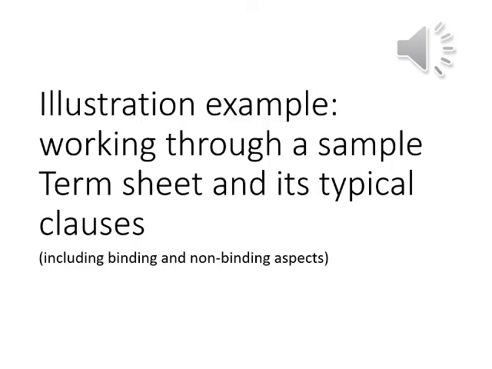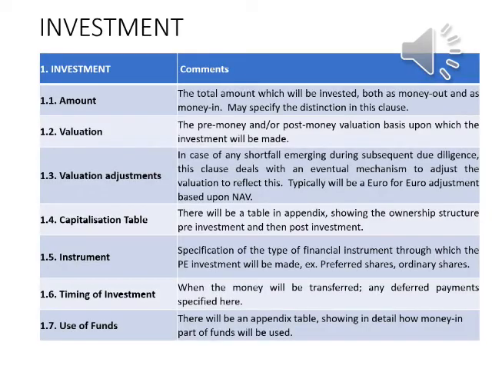Illustration example. We work through a sample term sheet and its typical clauses. Please note that a term sheet includes both binding and non-binding aspects. The first section is investment. 1.1 Amount. The total amount which will be invested, both as money out and as money in. We may specify the distinction in this clause.